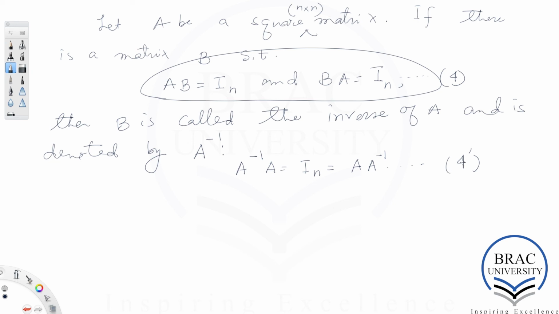Okay, so this is the definition of the inverse of a matrix, if the inverse exists. When A has an inverse, it is said to be an invertible matrix.